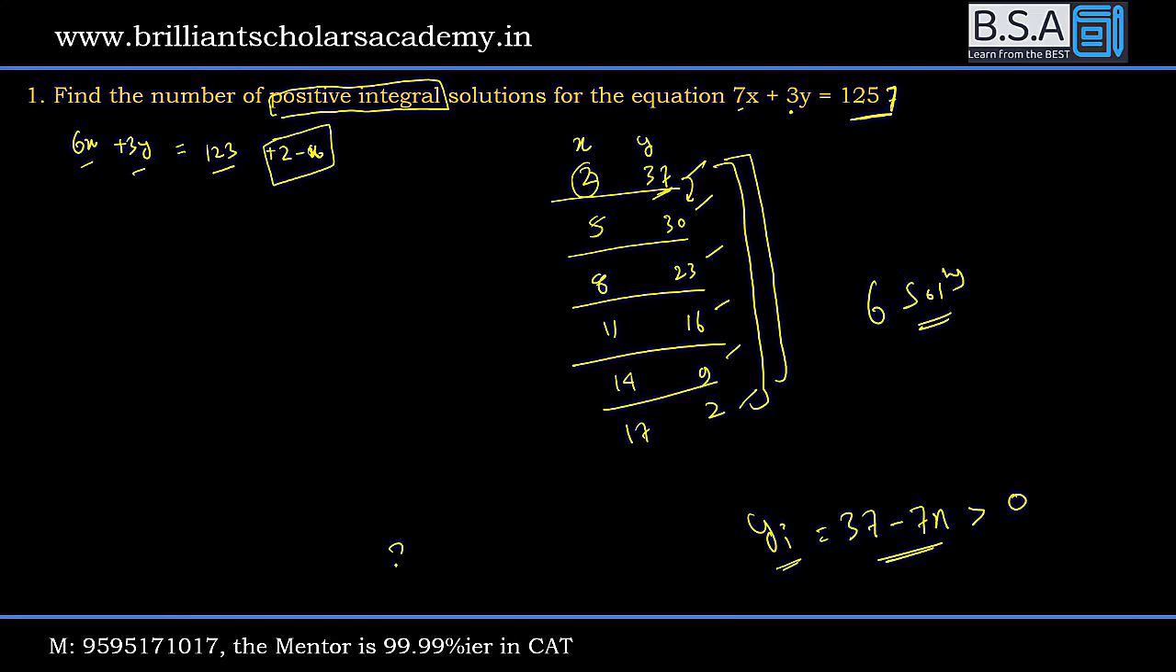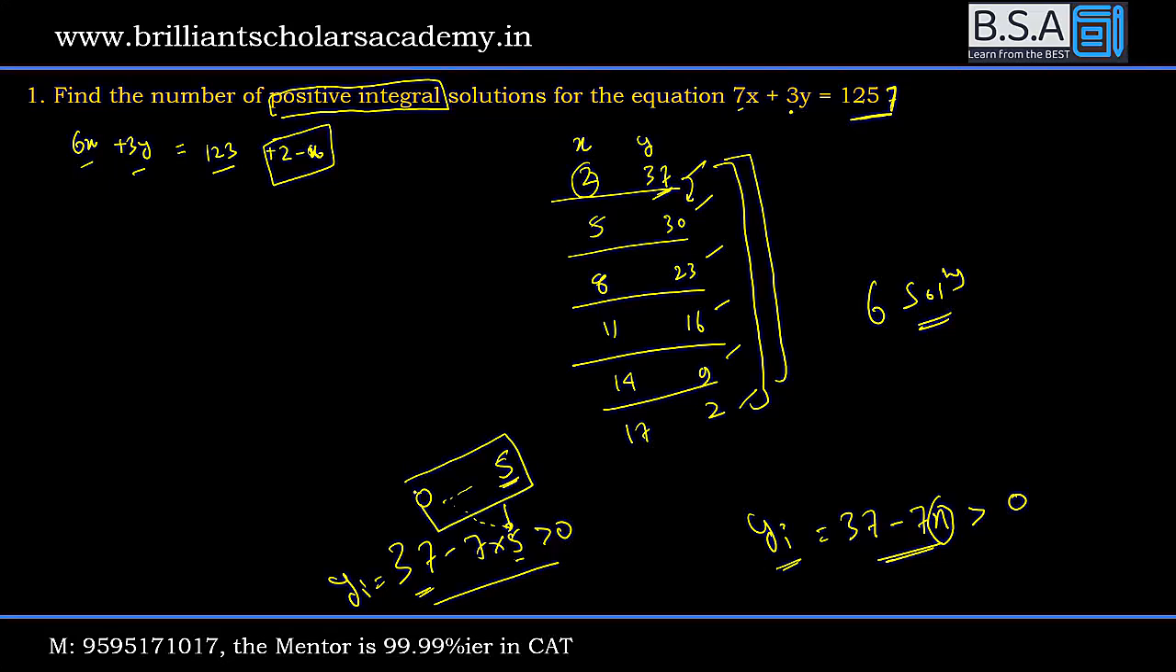So do you see, 37 minus 7 into 5 is above 0. So n can be maximum 5. This is n. I assumed n from outside. To create y is equal to 37, n can be 0 also. So 0 to 5, how many numbers are there? There are 6 numbers.